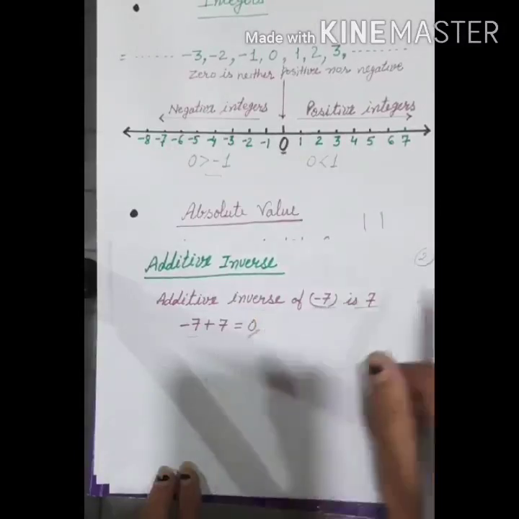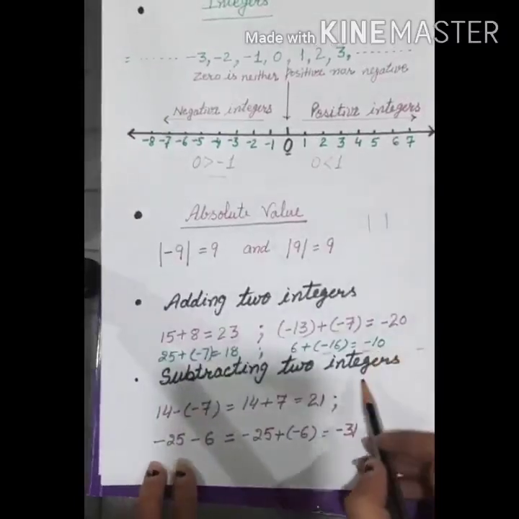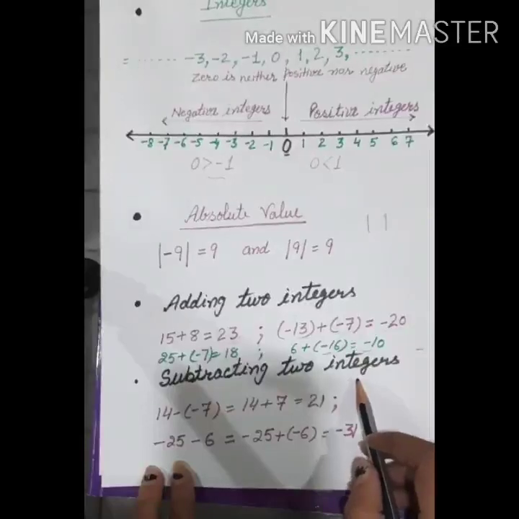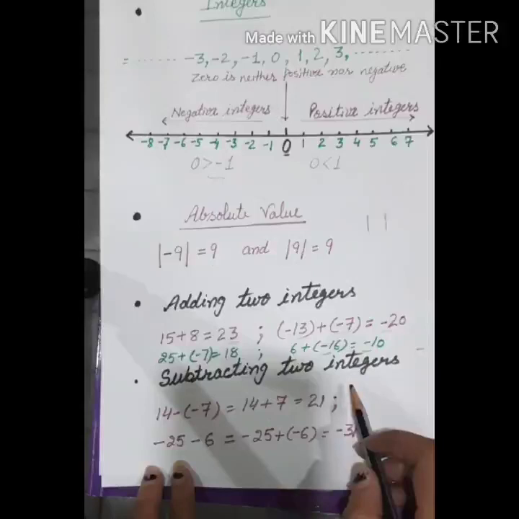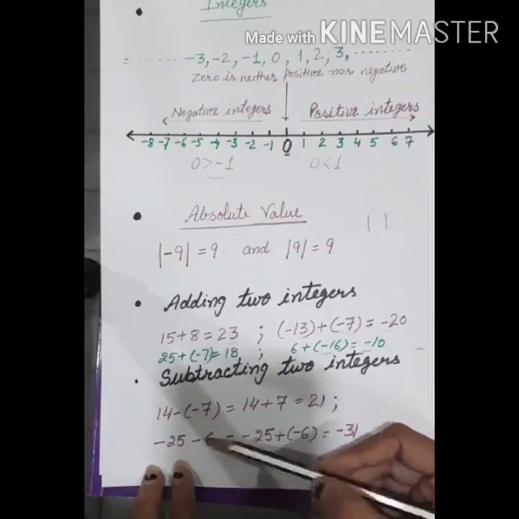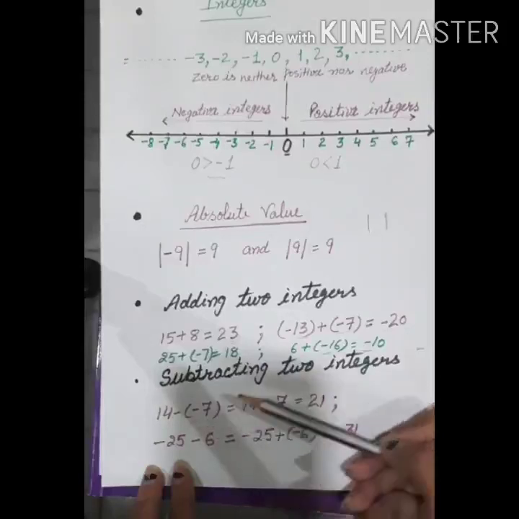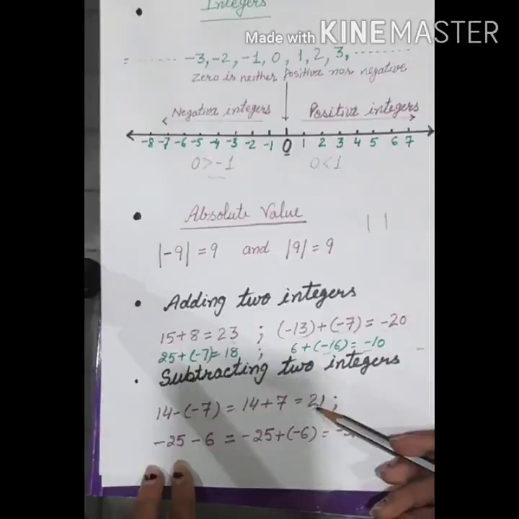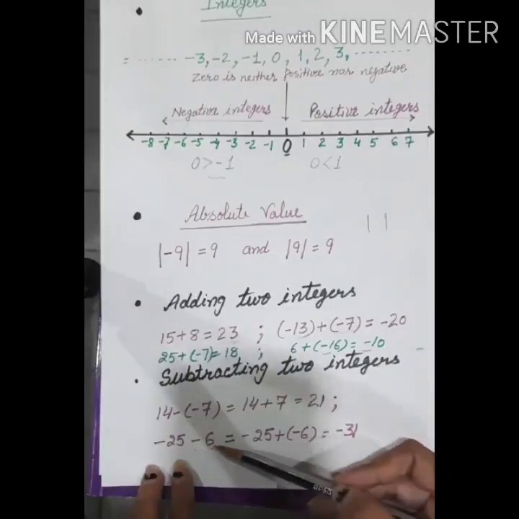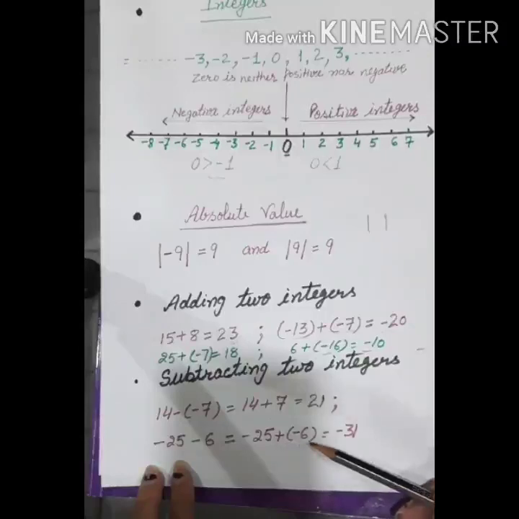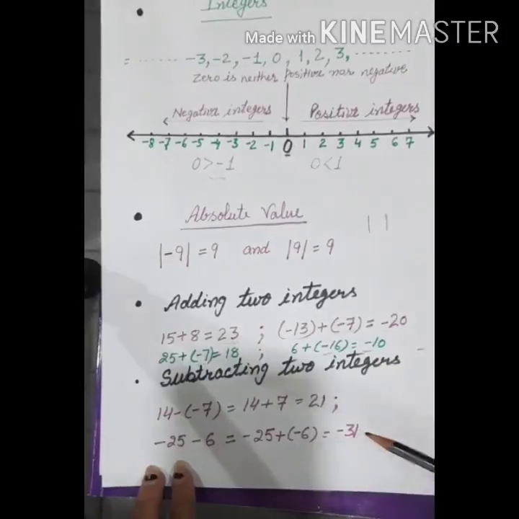Subtracting two integers. For subtracting two integers, we take the additive inverse of the second integer by changing its sign and add it to the first integer. For example, 14 minus -7 is equal to 14 plus 7 is equal to 21. -25 minus 6 is equal to -25 plus -6 is equal to -31.